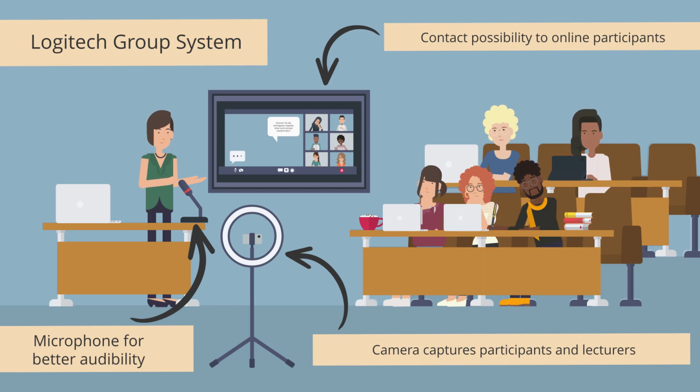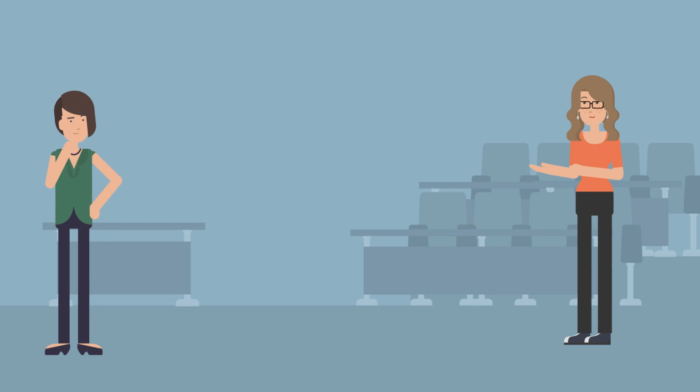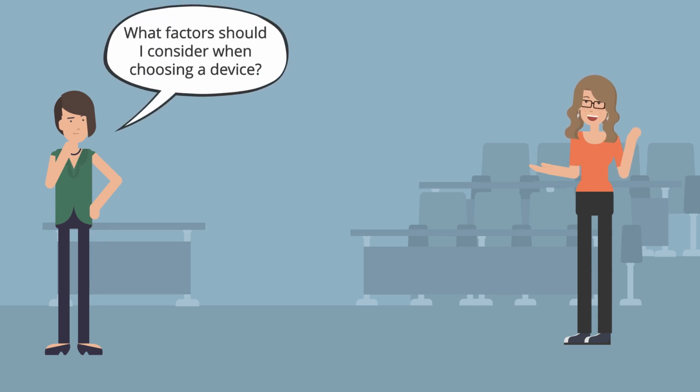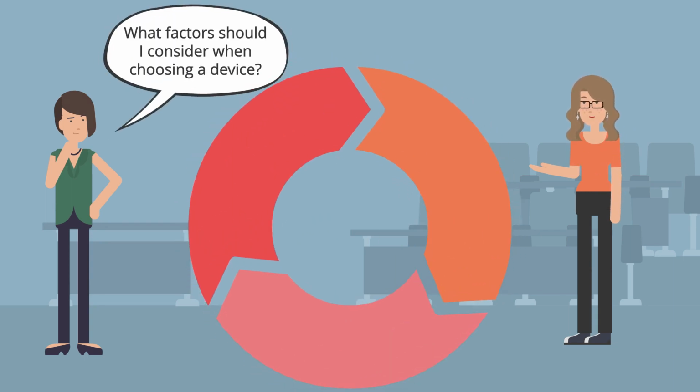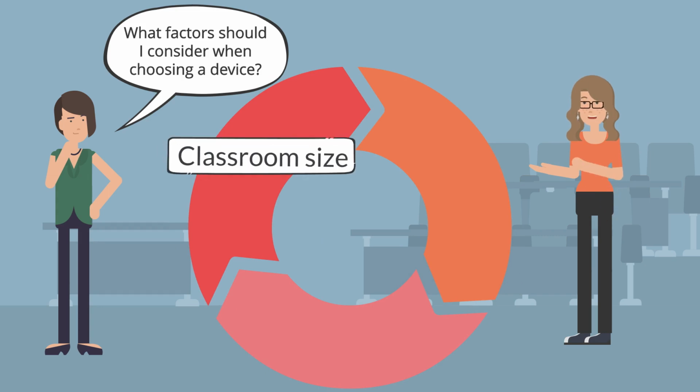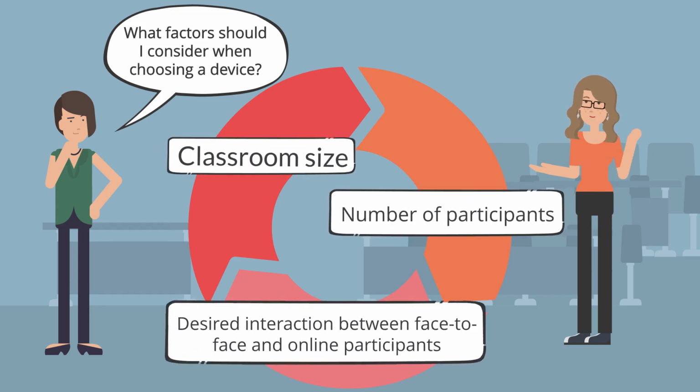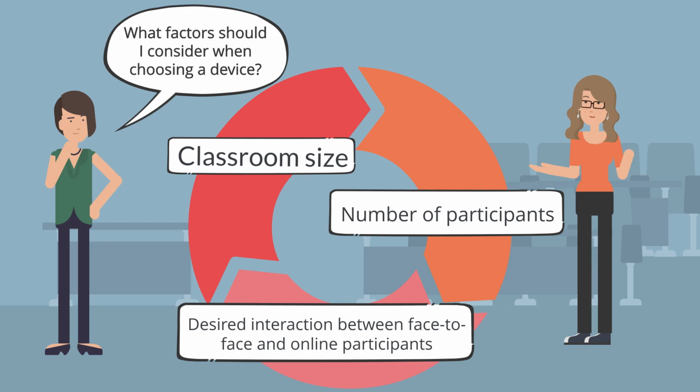In order to be able to work in these scenarios interactively, the on-site participants also need mobile devices and, if necessary, headsets or the possibility to separate themselves spatially in order to be able to exchange ideas in small groups with the online participants. Which devices are best suited for the respective scenario depends on several factors. These include the size of the room, the number of participants, and the desired interaction between on-site and online participants.